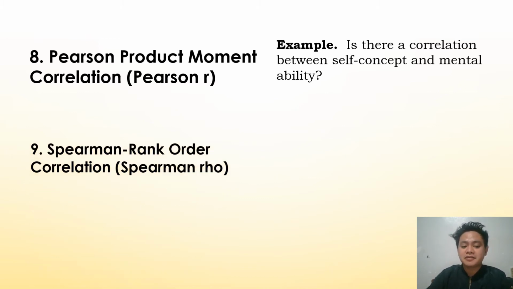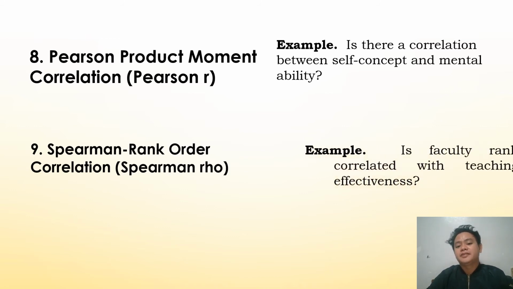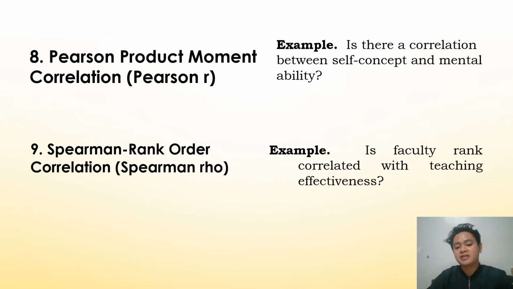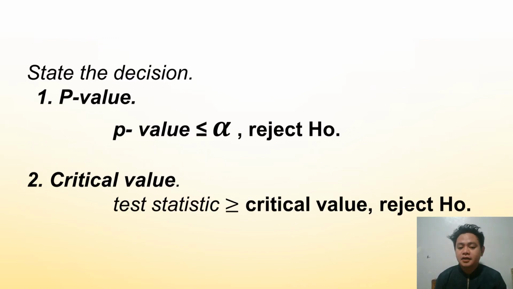Another is Spearman rank order correlation or Spearman rho. From the words themselves, Spearman rank order, here your data must be in ordinal form. For example, is faculty rank correlated with teaching effectiveness? So if your data is in order, definitely the best statistical tool that you're going to employ is Spearman rank order correlation. Take note, we have to consider that your variables are two groups.